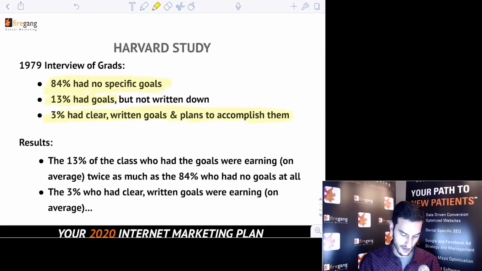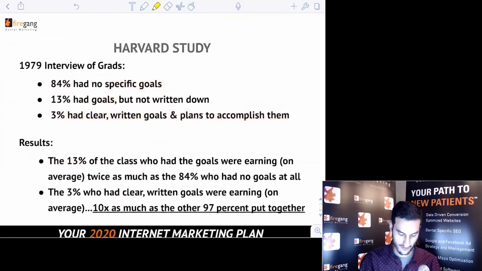And the study found that the 13% of the class who had the goals, even though they weren't written down, were still earning on average twice as much as the 84% who had no goals at all. I mean, this is huge, right? Just having that target in mind makes a big difference. But the 3% who had clear written goals, they were earning on average 10 times as much as the other 97% put together.